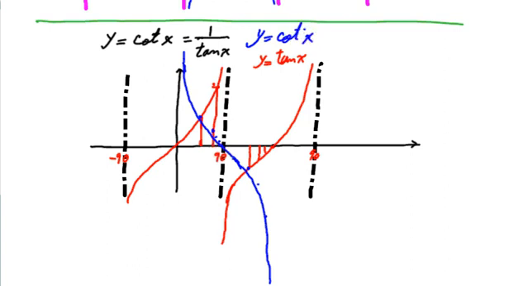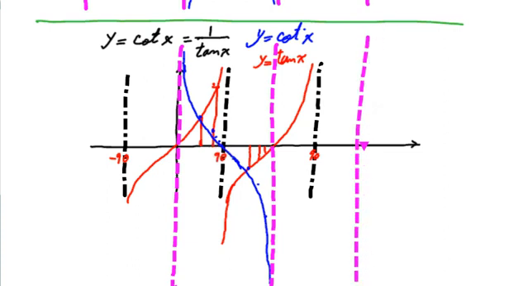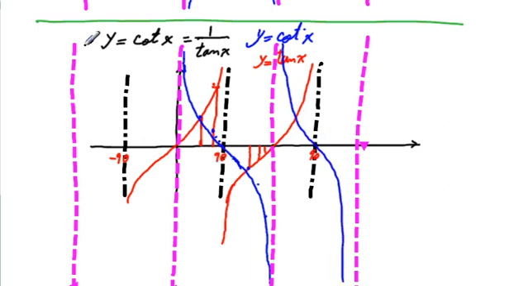So cotangent of x has vertical asymptotes too. Here is one of them at 0. Next one is at 180. Next one is at 360. Next, down here we have one at minus 180. And if you want to draw more of these blocks, here is the graph of cotangent of x.